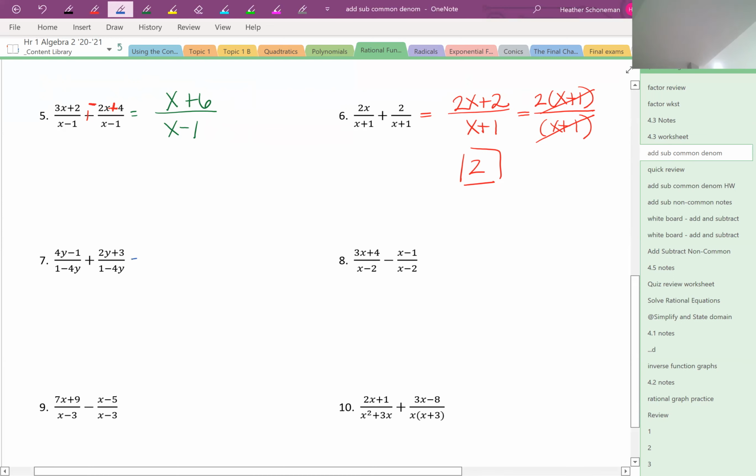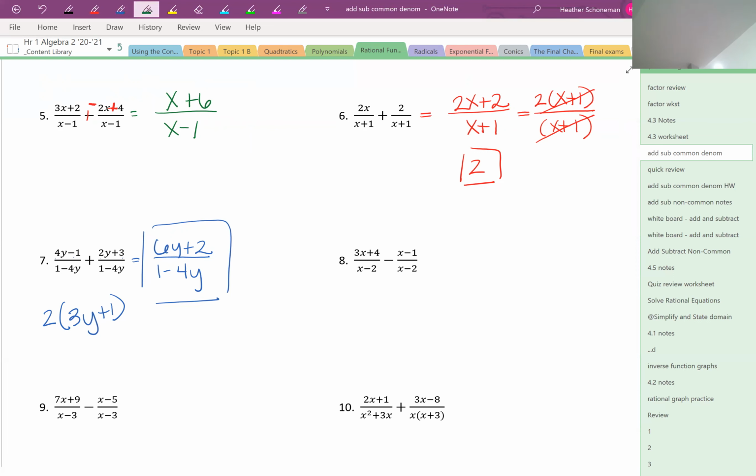Okay, on the bottom, we get 1 minus 4y. On the top, it's adding, so we're just going to keep the same signs for everything and combine like terms. 4y and 2y is 6y. Negative 1 and 3 is 2. Now, the top does factor. I can take out a 2, and that leaves me with 3y plus 1. But 3y plus 1 is not going to reduce with 1 minus 4y, so we can just leave our final answer this way.